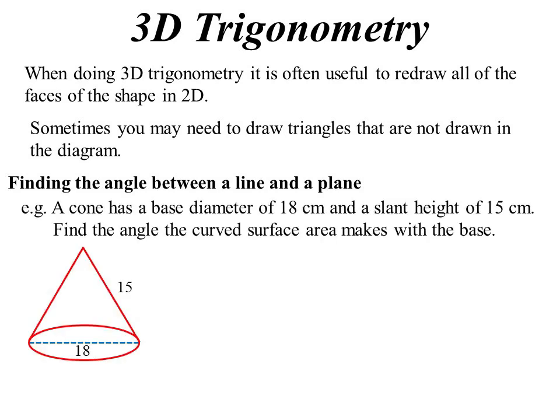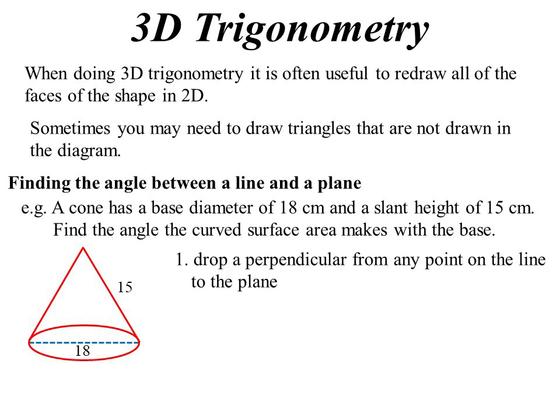We've got a cone, diameter 18 in the base there. Slant height of this cone is 15. We want to find the angle that that curved surface area makes with the base. So the first thing we'll do is we'll drop a perpendicular from any point on the line. Now which line? Well, if we're talking about the curved surface area, it could be any, for want of a better word, edge. Of course there's an infinite number of edges when you think about it in a circle, but I can use this one here that I've labelled 15.